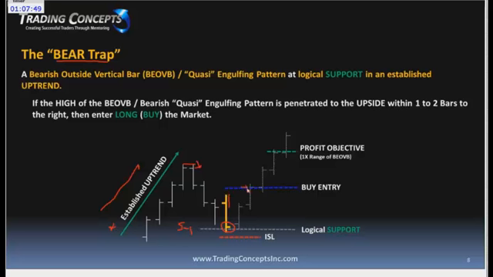Now, you might be saying, well, what about that inside? Well, you got an inside pattern here. I'd be buying through that high, but we're talking about the bear trap. I call it the bear trap, okay? So again, it's occurring at a logical support level in an established uptrend where I would normally be looking for a bullish outside vertical bar, a bullish engulfing pattern, but instead of getting a bullish pattern, it's actually bearish. But if the market is able to reverse and trade up through the high of that bearish engulfing pattern, this is my entry right here.